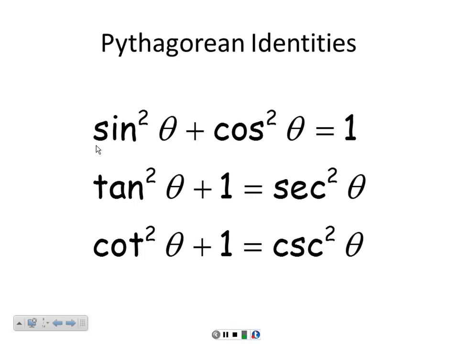Alright, and these are the Pythagorean identities that I was talking about. Sine squared theta plus cosine squared theta is always going to be equal to 1. Tangent squared theta plus 1 is equal to secant squared theta, and cotangent squared theta plus 1 is equal to cosecant squared theta. And these can be manipulated, so we will manipulate these to get what we need. So for example, sine squared theta plus cosine squared theta, I can manipulate that to look like sine squared theta is equal to 1 minus cosine squared theta. So these can be rearranged to look the way we need them.